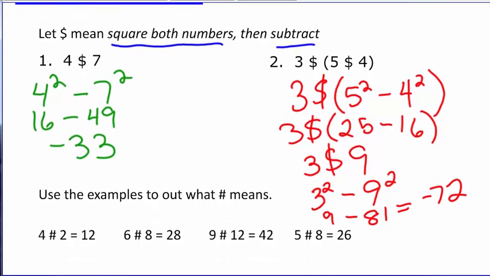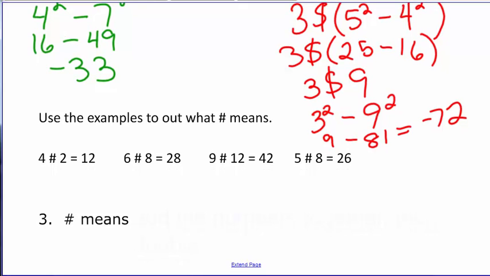Alright, in our final problem, we want to use the examples to find out what the hashtag means. So 4 hashtag 2 is 12, 6 hashtag 8 is 28, 9 hashtag 12 is 42, and 5 hashtag 8 is 26. And when I look at these again, I just want to sort of play around with the numbers and see if I could figure out a rule for them. And one of the things I know is if I cut 12 in half, I'm going to get 6, and 28 in half, I get 14, and 42, if I cut that in half, I get 21. 26 in half is 13.